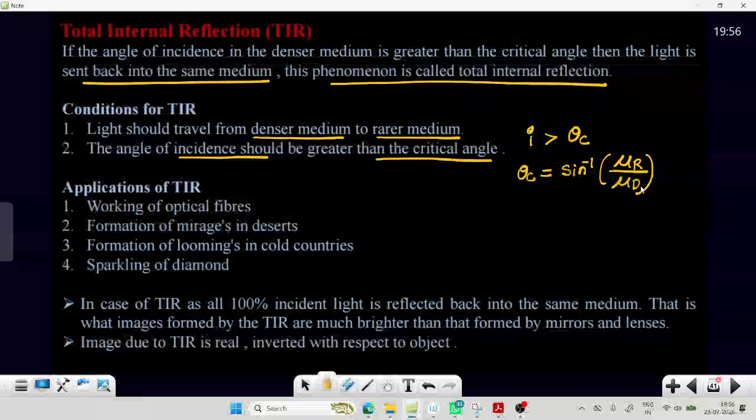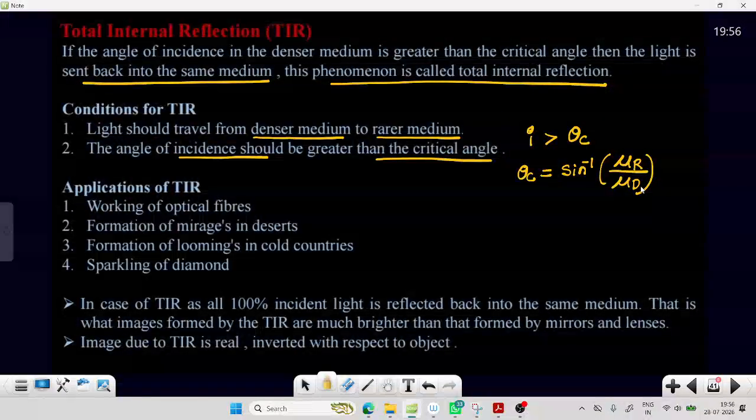And what are the applications of TIR? Optical fibers work based upon this only. Mirage is formed by it, and the glimmering and sparkling of diamond. All these things are because of the TIR phenomenon only.